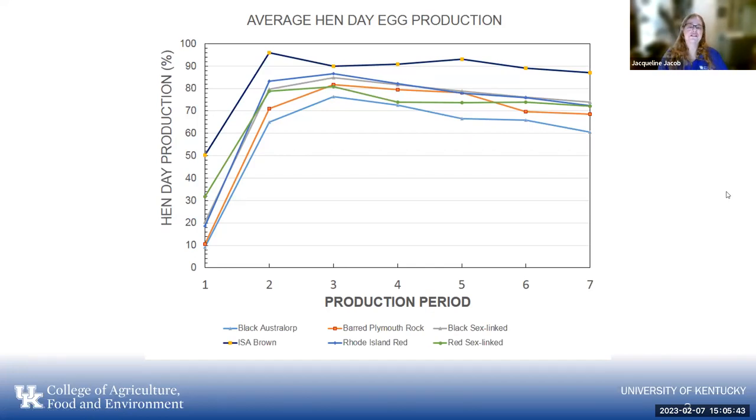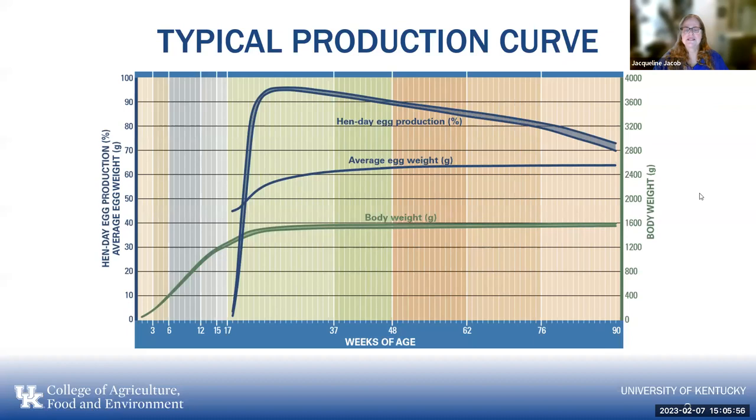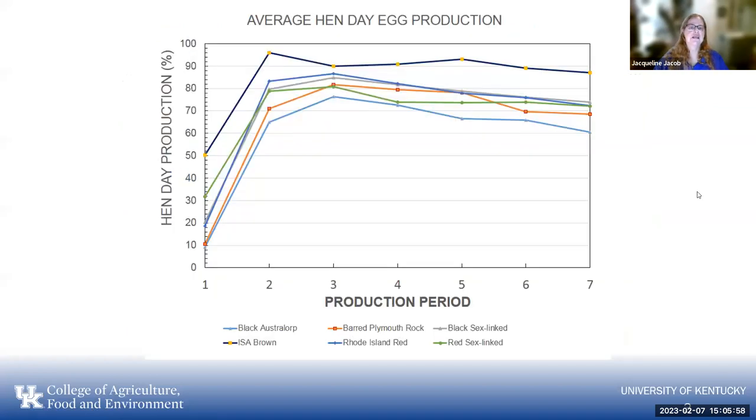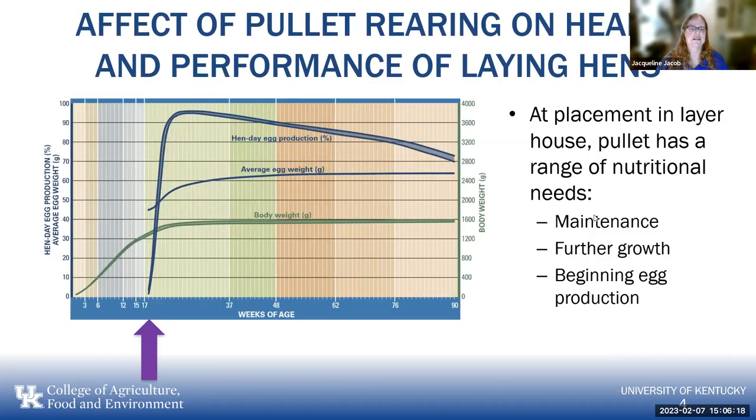Although the typical curve that I showed you before is what you typically see in a commercial operation, if you have a small backyard flock, if you're using heritage type breeds, then you may not get that level of production. So don't always expect that you're going to see maximum production with your flock. It varies on a lot of things.